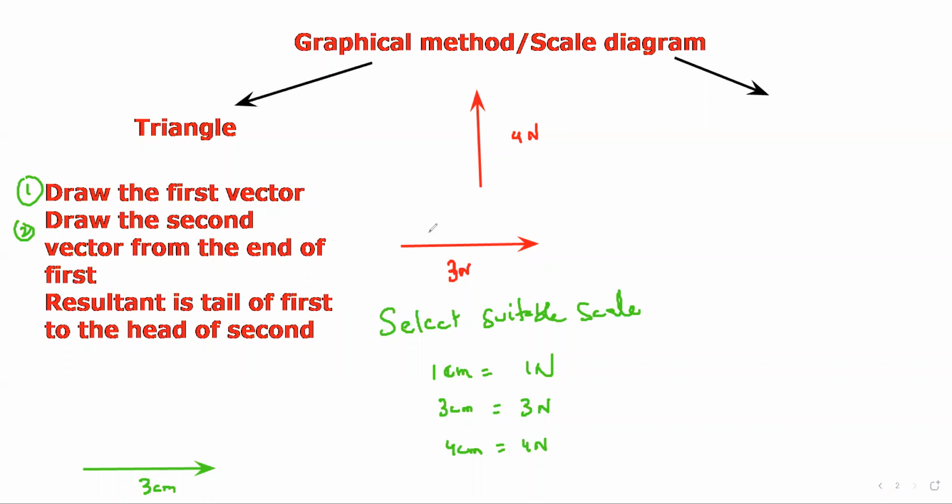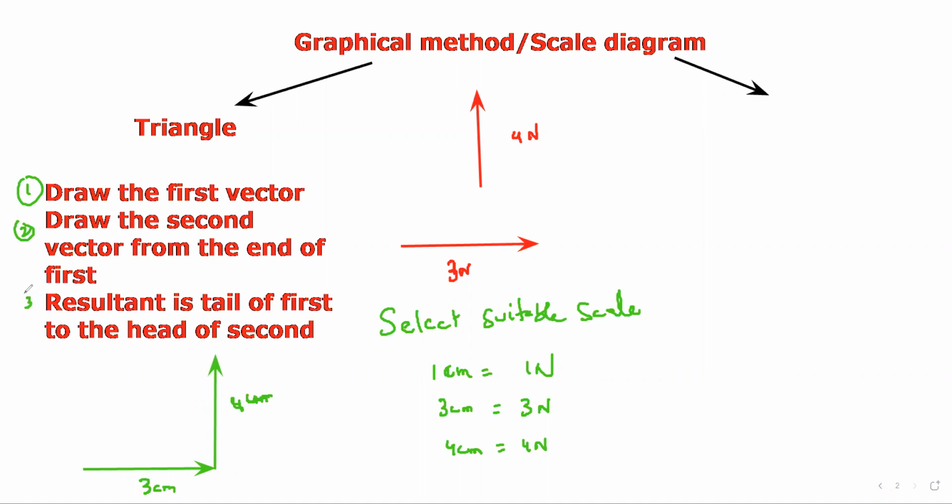So first what we did, we drew the first vector. Any one of them you can draw. You can draw 3 Newton or you can draw 4 Newton. 3 Newton is 3 centimeter, so we draw 3 centimeter. Then the second step, draw the second vector from the end of the first. That is the second vector, which has a length equal to 4 centimeter.